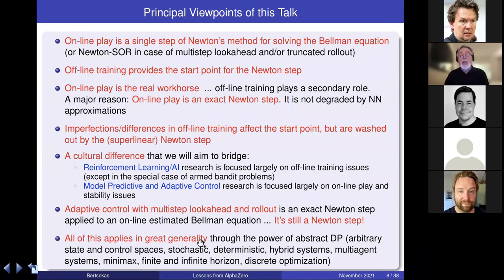Now, all of this applies in great generality. Abstract dynamic programming is a very general framework. It can accommodate arbitrary state and control spaces, stochastic systems, deterministic systems, hybrid systems involving both discrete and continuous state space and control space components, multi-agent systems, games and minimax, finite horizon, infinite horizon, discrete optimization, integer programming. Dynamic programming is a very, very general methodology, and abstract dynamic programming captures this generality. And because everything I'm going to talk about is couched on the abstract dynamic programming framework, it has very broad applications.